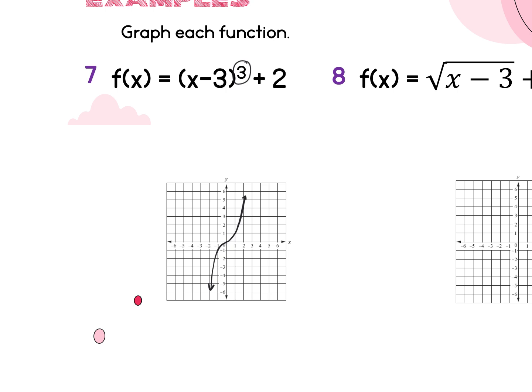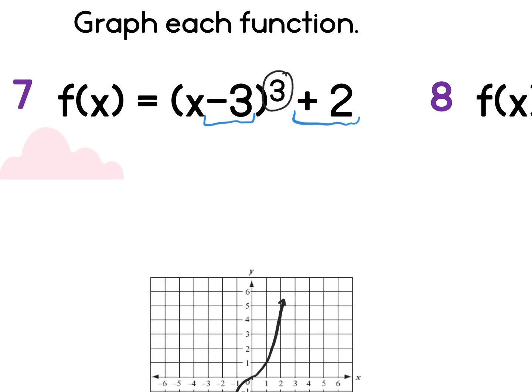And now where it goes from here depends on the number that's being added or subtracted in the parentheses and the number that's being added or subtracted outside of the parentheses. On the inside of the parentheses, this is our horizontal shift, and this moves left or right. If it's on the inside of the parentheses, the sign that you see is going to tell you to do the opposite of what you think it will.